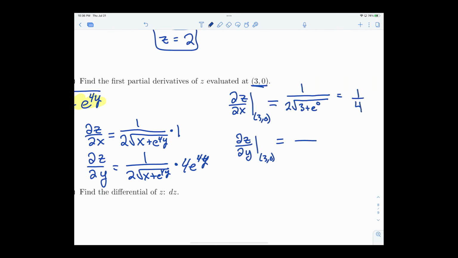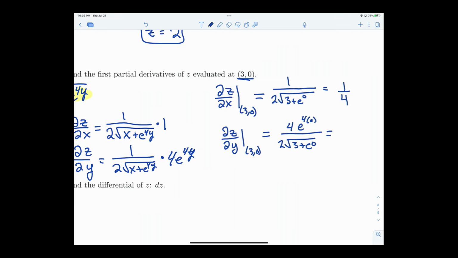And we want the partial of z with respect to y evaluated at (3, 0). The bottom's still the same, right? I'll write it: 2 times square root of 3 plus e to the 0. On top, we have 4e to the 4 times 0. So what do we get? Well, on the bottom, this is 4, square root of 4 is 2, 2 times 2 is 4. And e to the 0 is 1, so 4. 4 over 4 is 1. Okay, so we have our first partial derivatives there.